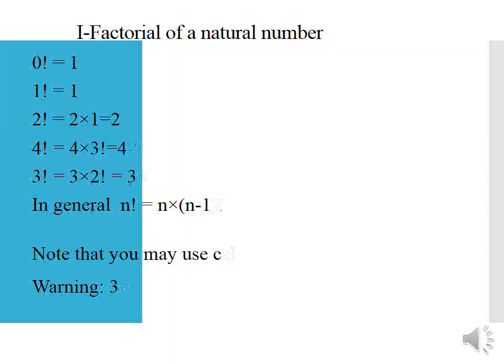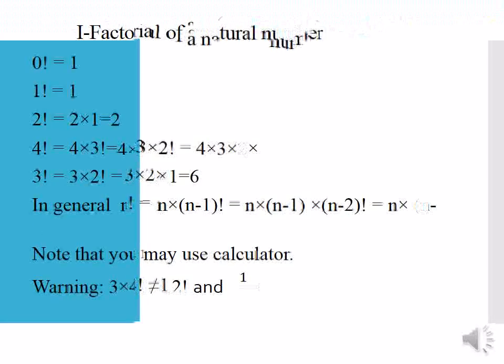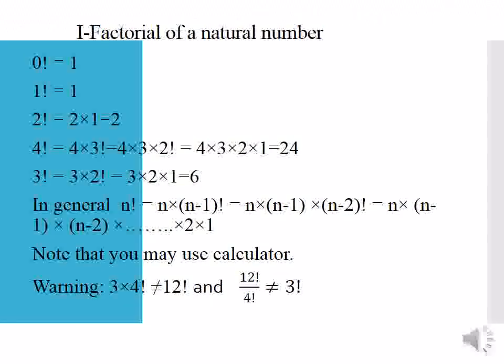Factorial of a natural number. We should know the following properties. 0 factorial by notation is 1, and 1 factorial equals 1, and so on. As you see, 2 factorial is 2 times 1, which equals 2. In general, n factorial you can write as n times (n minus 1) factorial, or n times (n minus 1) times (n minus 2) factorial, and so on.